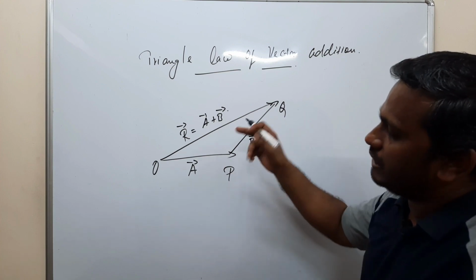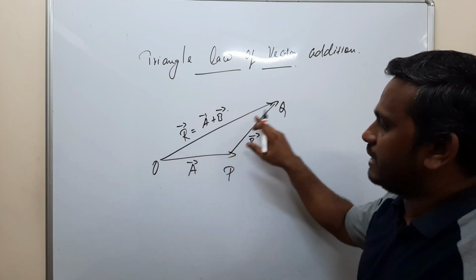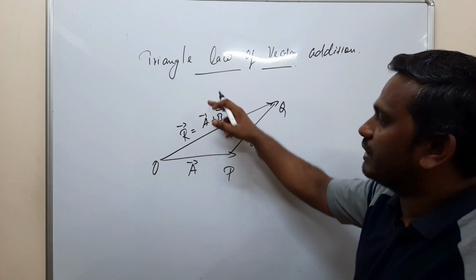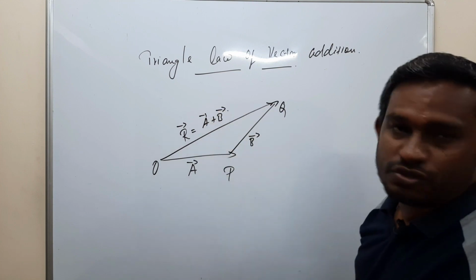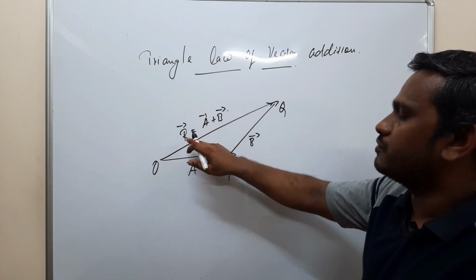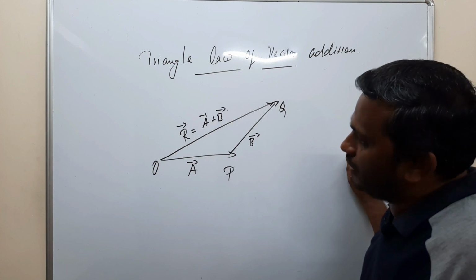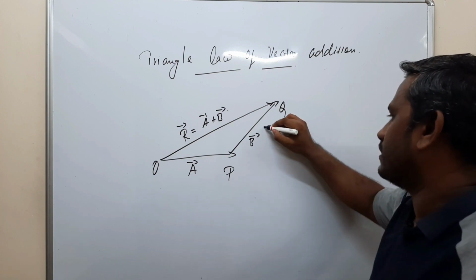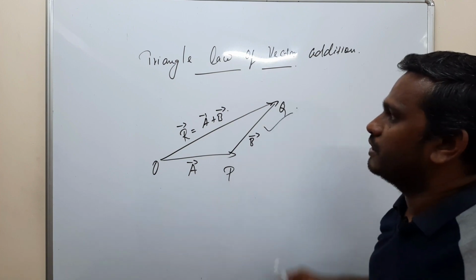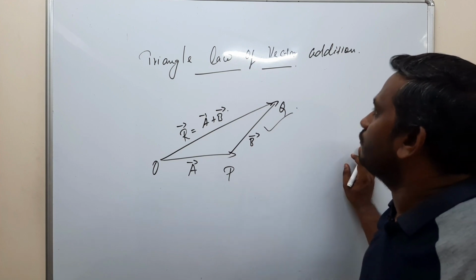That is, according to the triangle law of addition, this side taken in the reverse order will give the resultant of these two vectors, or addition of these two vectors. So we can write R vector is equal to A vector plus B vector. So this is the triangle law of vector addition.